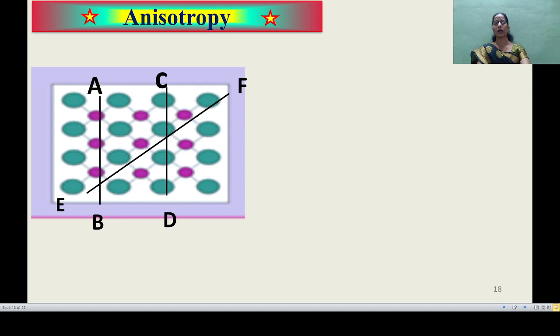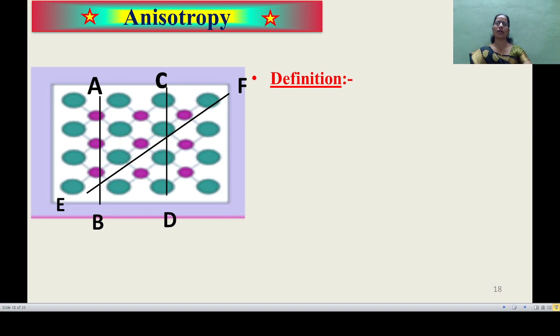Here, you observe again the arrangement of constituent particles in this solid along the directions AB, CD, and EF. Here you will observe that different kinds of particles are aligned in all these different directions, and hence you will observe that the physical properties of these solids, such as thermal expansion, conductivity, or refractive index will be different when measured in different directions.